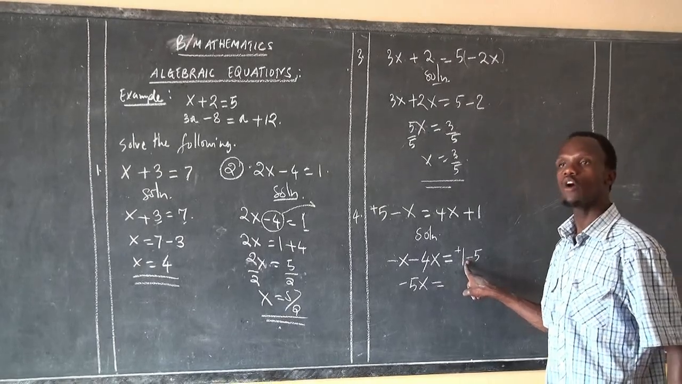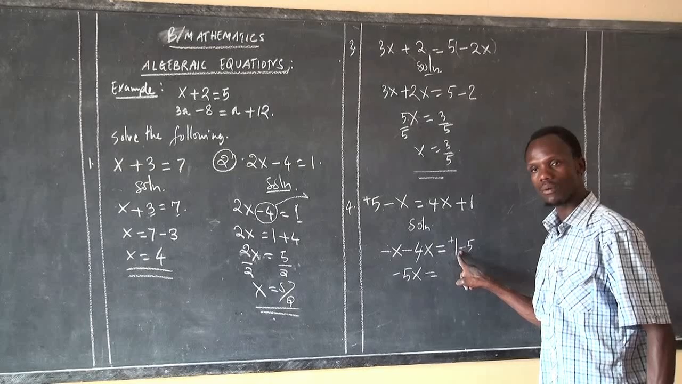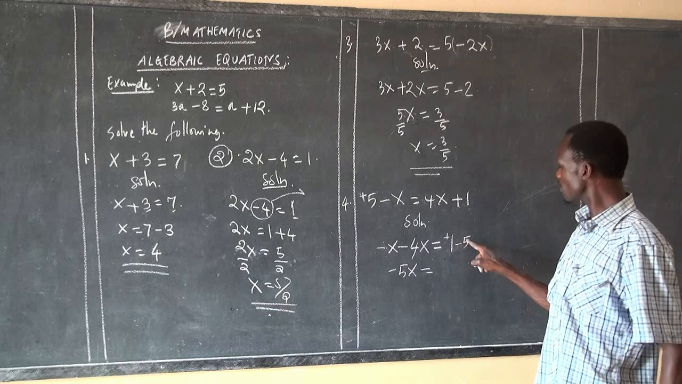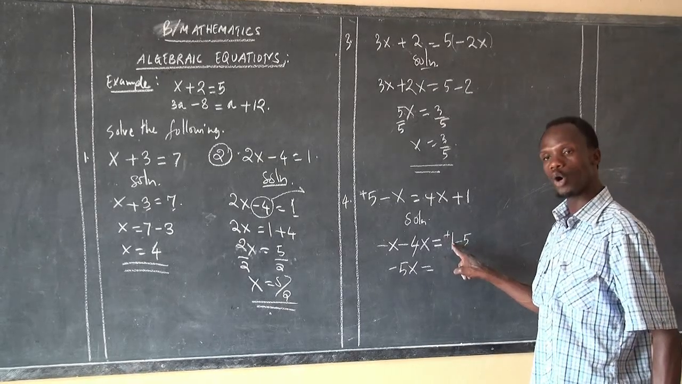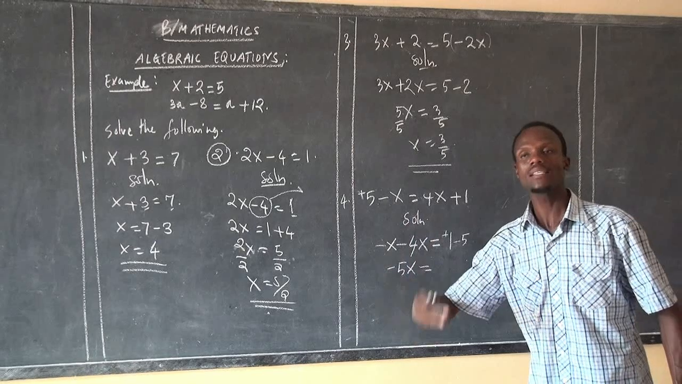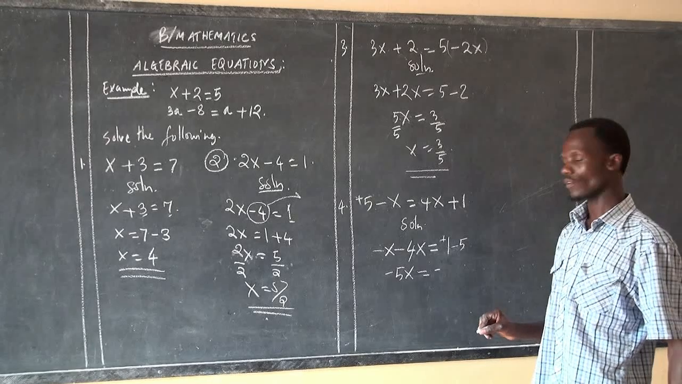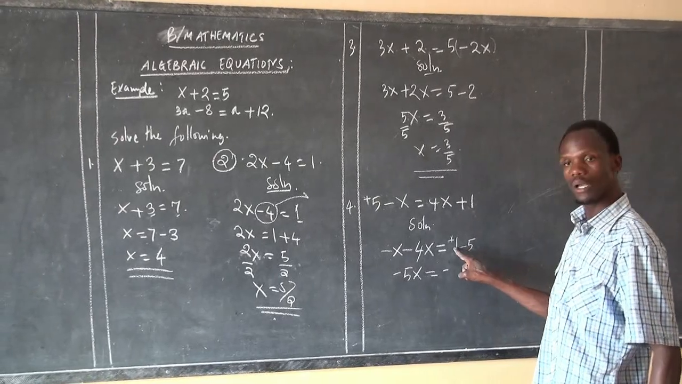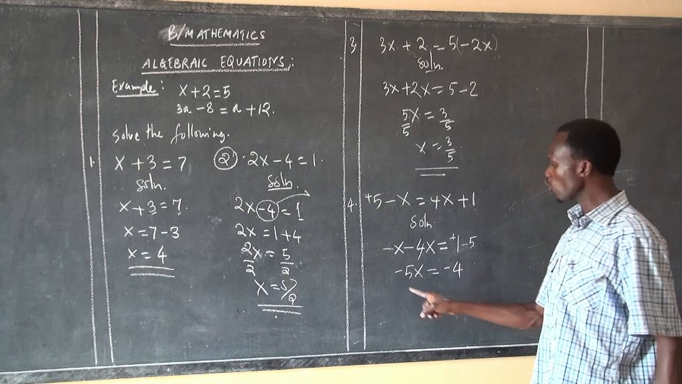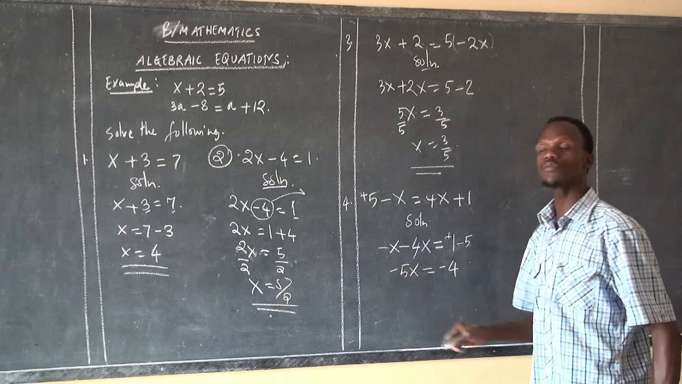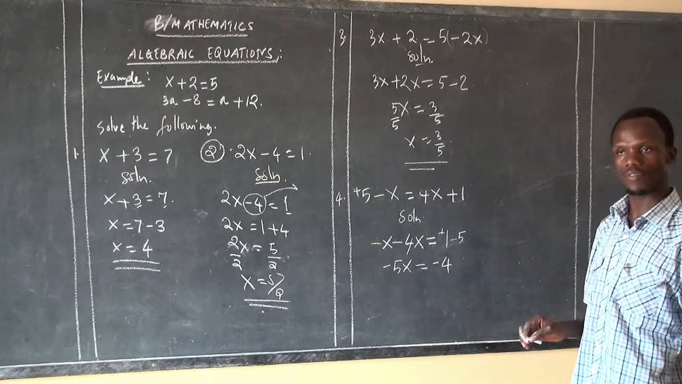has carried the number which has got the greater value. Ambayo imebeba namba yenye thamani kubwa ni nini? Hasi. Hasi imebeba 5, chanya imebeba 1. Kwa daima aliyobeba namba kubwa ndo anayetawala. Now our answer is negative. The difference between 5 and 1 is what? 4. Now you have negative 5x is equal to negative 4. Now we are looking for the value of x and not negative 5x.